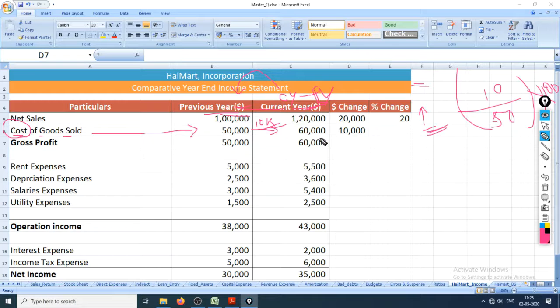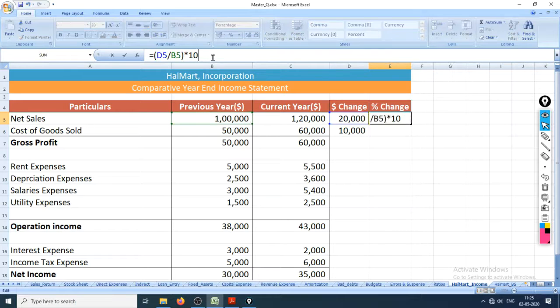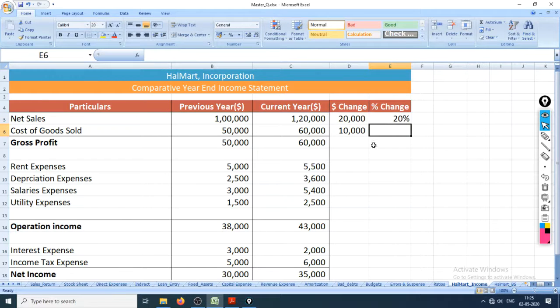Hence the percentage is, I'll just put on the percentage sign right now. As I have applied the Excel formula of percentage, I don't need to multiply it by 100, it will automatically multiply it by 100. Good guy Excel. This divided by 50,000. There is a 20% change right here.